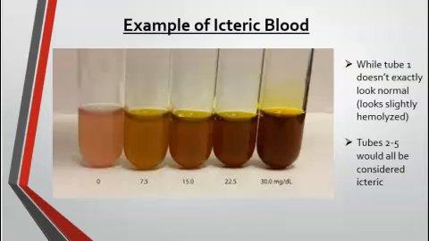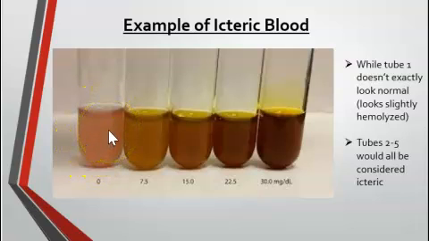Okay, let's look at some images of icteric samples next. Okay, the very first tube that's graded at a 0 for being icteric is right here. This one you don't see any of the dark yellow color, but it is just slightly pink, meaning it has just a few hemolyzed blood cells in it.